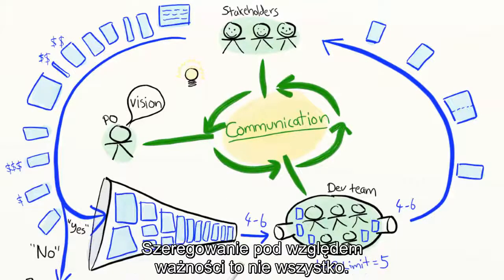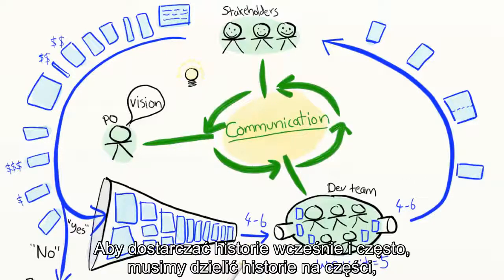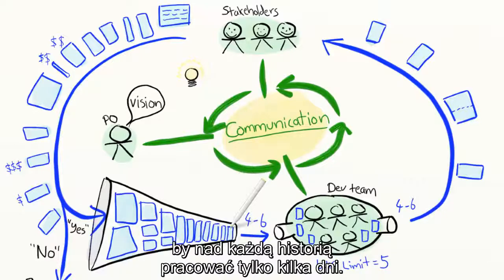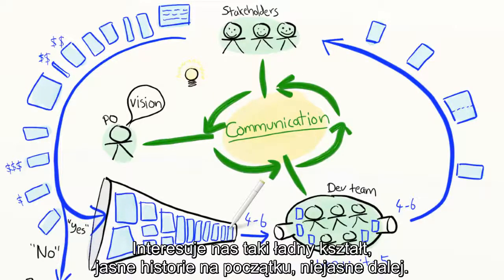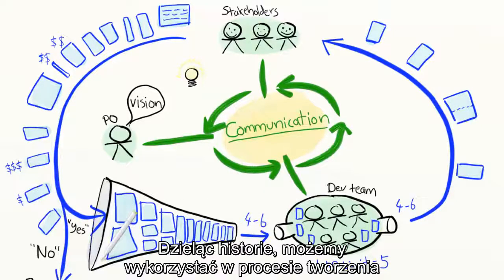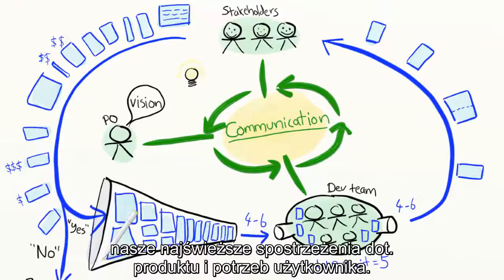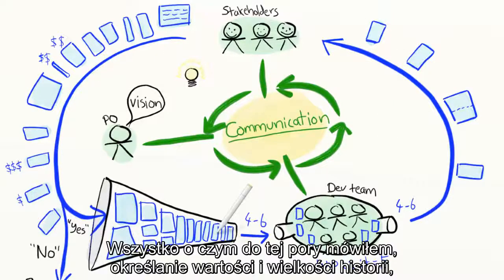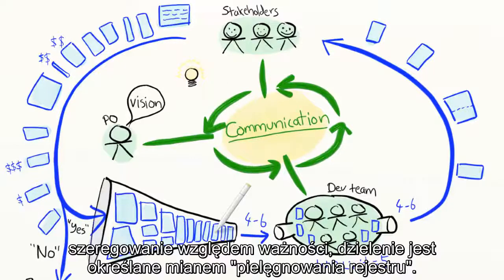Prioritization is not enough though. In order to deliver early and often, we need to break the stories down into bite-sized pieces, preferably just a few days of work per story. We want this nice funnel shape with small clear stories at the front and more vague stories at the back. By doing this breakdown in a just-in-time fashion, we can take advantage of our latest insights about the product and user needs. All this stuff I've been talking about, estimating the value and size of stories, prioritizing, splitting, all that is usually called backlog grooming.